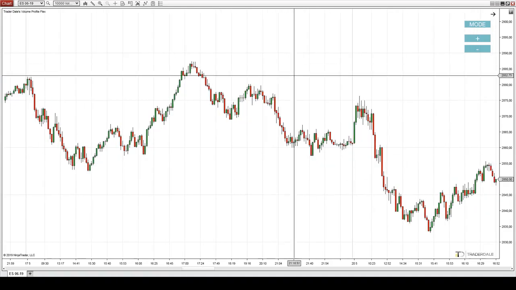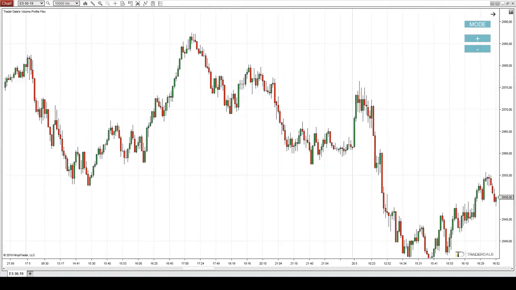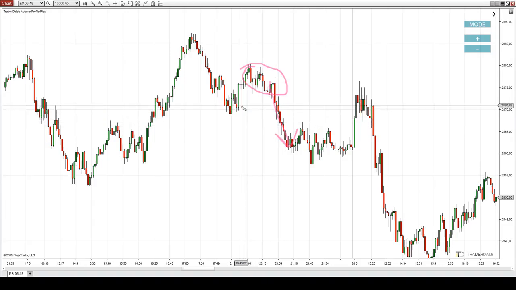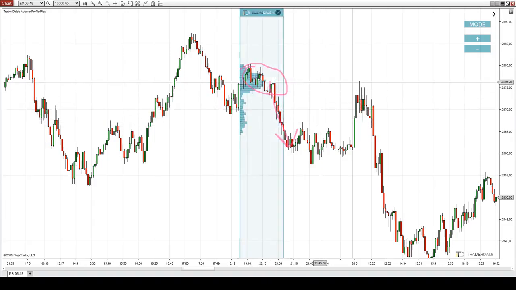Alright, so the last one will be in here. A rotation followed by strong selling activity. So again, you select the whole area, heaviest volumes being in here, and you go short from there. Nice and strong reaction. Alright, so that's for the volume accumulation setup.